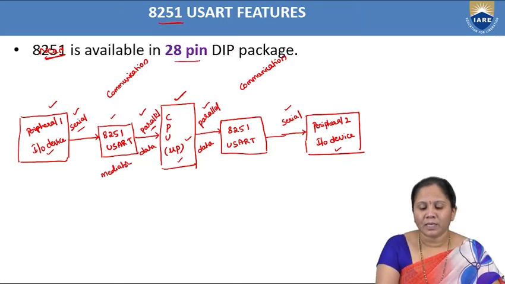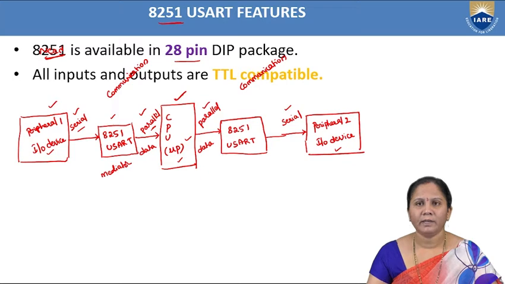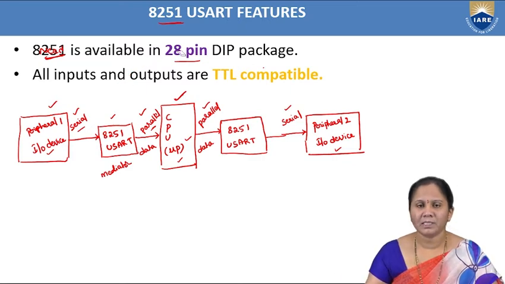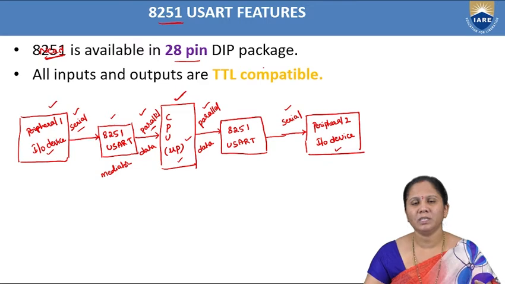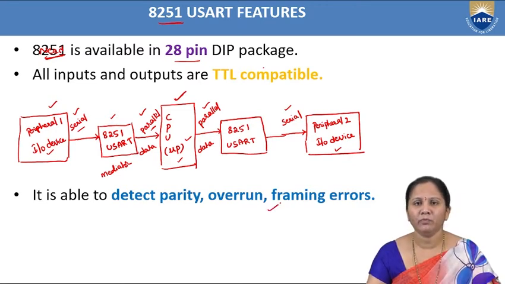So this 8251 IC is a 28-pin IC, and it is TTL compatible. That means transistor logic, the voltage levels will be 0 volts and 5 volts. And next, it is able to detect parity, overrun and framing errors, because of the status word register format.